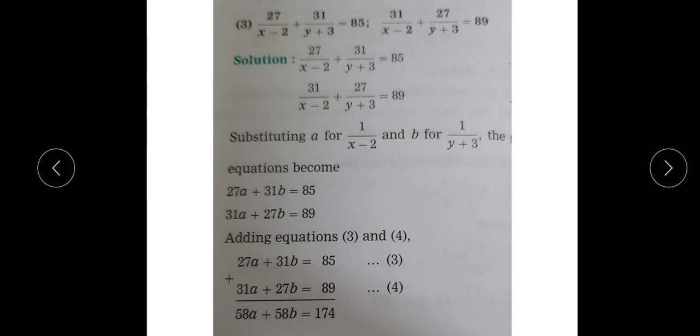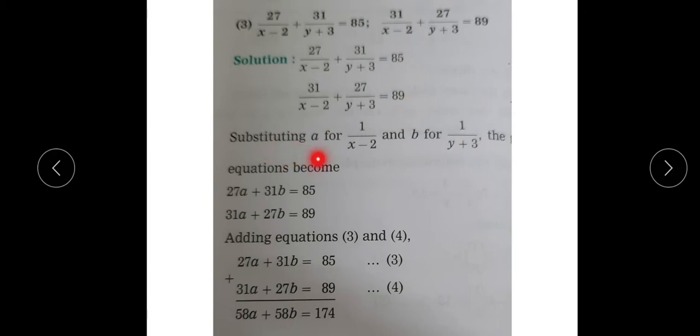Observe that the third example is 27 upon x minus 2 plus 31 upon y plus 3 is equal to 85, and 31 upon x minus 2 plus 27 upon y plus 3 is equal to 89. Write the two equations again as they are. Now here, when we take out 27 and 31, it will become 1 upon x minus 2, 1 upon y plus 3 in the bracket, in the second equation also.